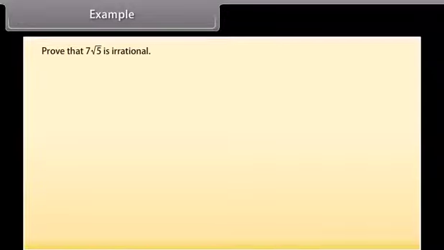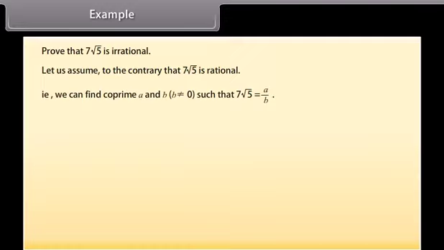Example. Prove that 7 square root 5 is irrational. Let us assume to the contrary that 7 square root 5 is rational. That is, we can find coprime a and b, where b is not equal to 0, such that 7 square root 5 is equal to a upon b.